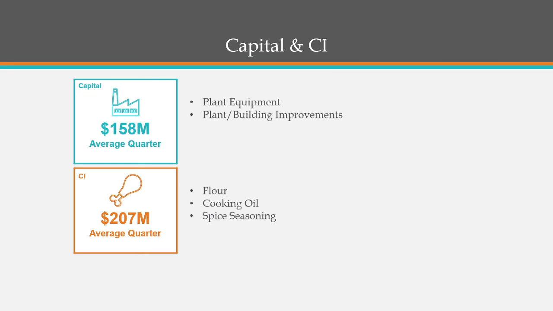Examples of capital spending include purchases of plant equipment and items for plant and building improvements for Tyson Foods properties. Cooking ingredients averaged $207 million in procurement spending per quarter and include purchases for goods such as flour, cooking oil, and spice seasoning, to give a few examples.